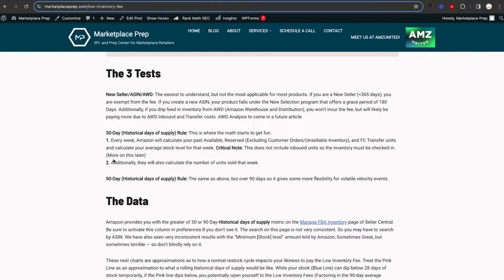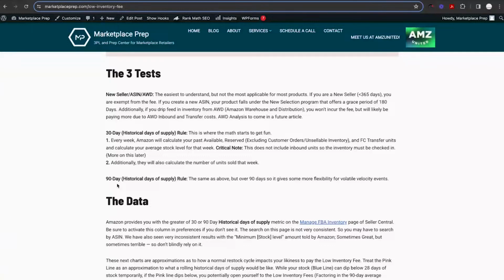Without getting too crazy in the math, and you can look at some of the detailed math on Amazon's help page, which is linked at the bottom of this article. Every week, Amazon will calculate your past available, reserved, outside customer orders and unsellable, into FC transfer units. And what that's really saying is what's at Amazon and somewhat ready to sell, and calculate your average stock for that week.